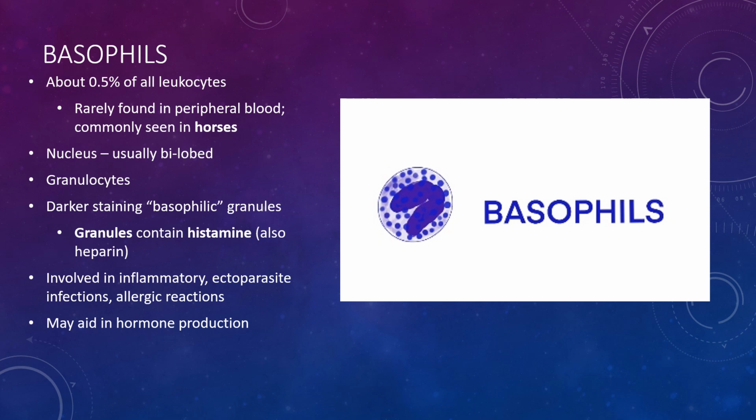Basophils, which have a lifespan of about 4 to 6 hours, are rarely seen in peripheral blood because they take up about 0.5% of all the white blood cells. Their nucleus is usually bilobed. They are granulocytes, and their granules stain blue, and they contain histamine and heparin. These are involved in inflammatory and ectoparasite infections and allergic reactions. Studies show that they may also aid in hormone production.